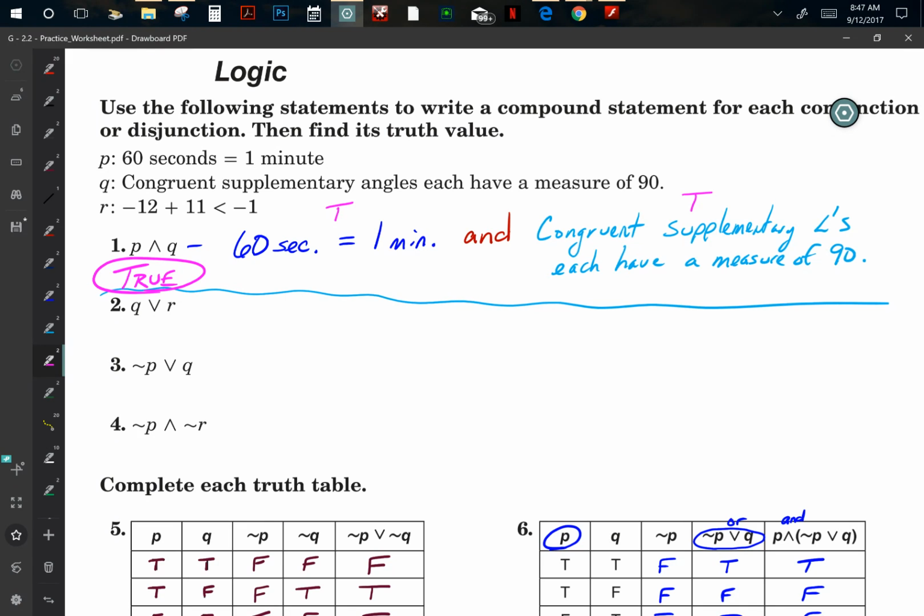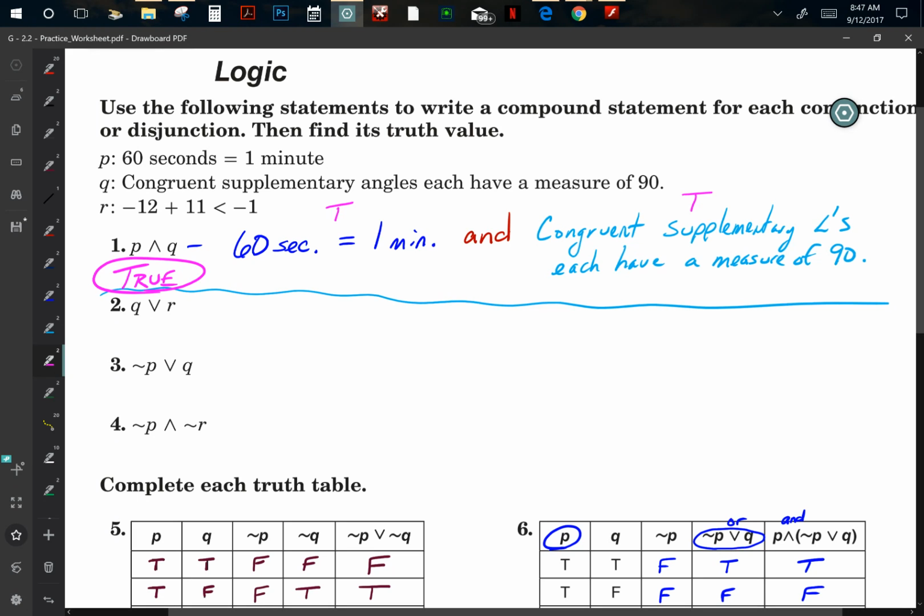And you're going to have to write what is the negation of P? 60 seconds does not equal 1 minute. How do you make that sign? Not equal. And then what are we going to put here? Or.